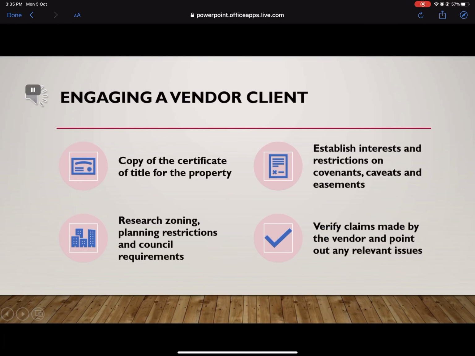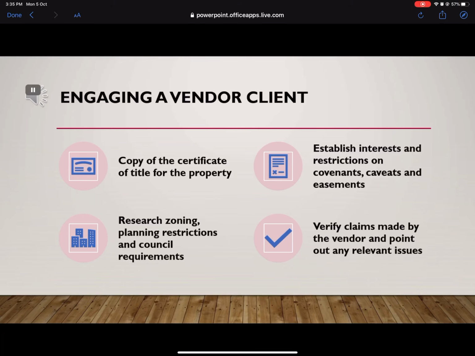When an agent first starts engaging with a vendor client, they should obtain a copy of the certificate of title for the property. This helps determine whether the property description on the listing matches that of the title. They must also establish whether there are interests or restrictions on the title, such as covenants, caveats, and easements. If there are, then this should be made aware to potential purchasers and the vendor of the property.